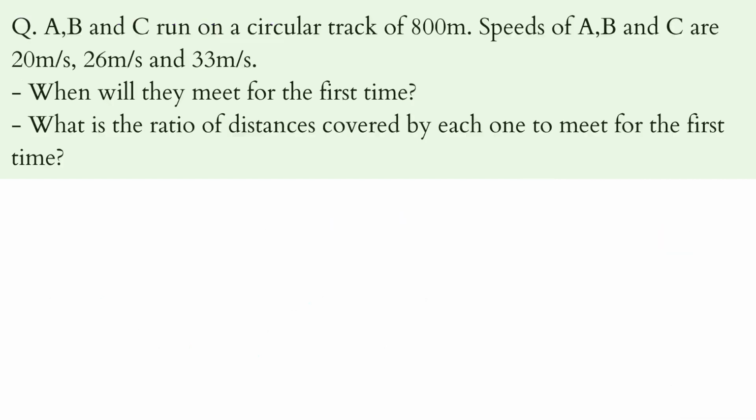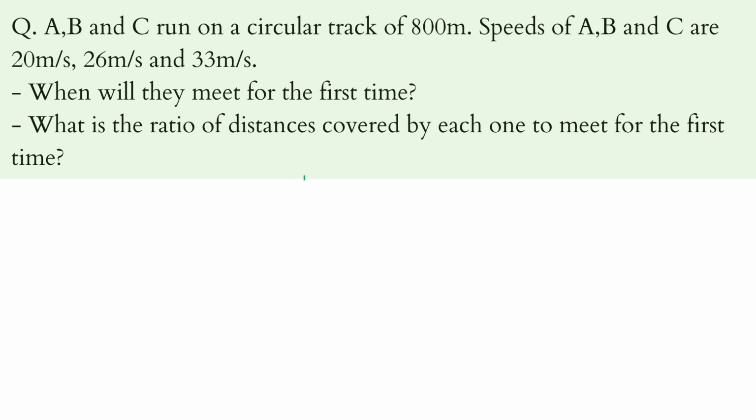Hope you understood. Let's move on to this. A, B, C run on a circular track of 800 meters. Speeds of A, B and C are 20 meters per second, 26 meters per second and 33 meters per second. So when will they meet for the first time, and what is the ratio of distances covered by each one to meet for the first time?